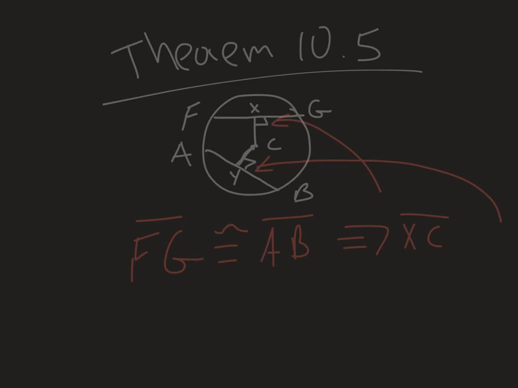So if XC is equidistant to CY, this goes both ways, since it's an if and only if. If I know that they're equidistant, then I can say that the chords are the same. If I know the chords are the same, then they must be equidistant from the center of the circle. Now again, we can use this in the homework, but be thinking about how you would prove it.